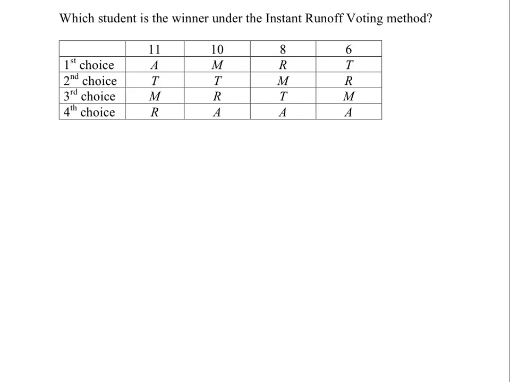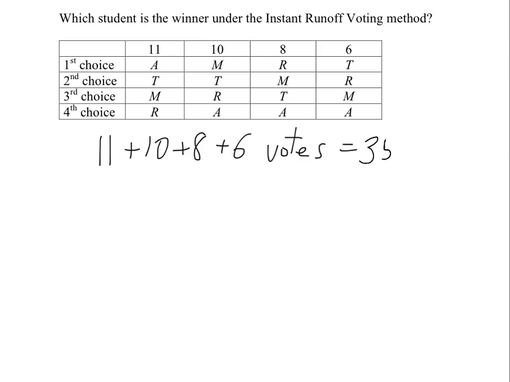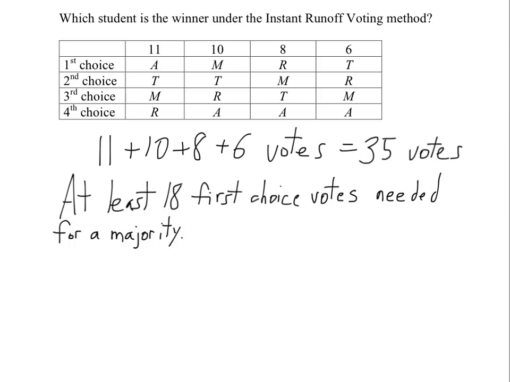On to the instant runoff voting method. Who is the winner here? Well, we ask, as always, is there a majority candidate? There is not. In particular, there are 11 plus 10 plus 8 plus 6 votes cast. That's 35 votes total. That means that at least 18 first choice votes are needed for a majority. No candidate has 18 or more first choice votes, so what we do, we eliminate the candidate with fewest first choice votes, and that is Tom.